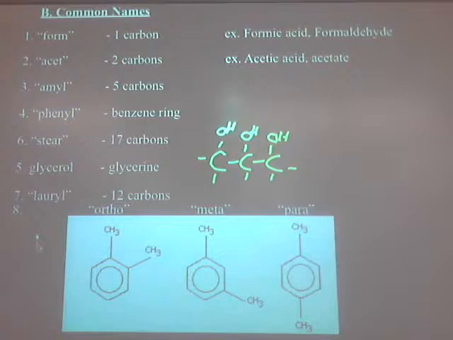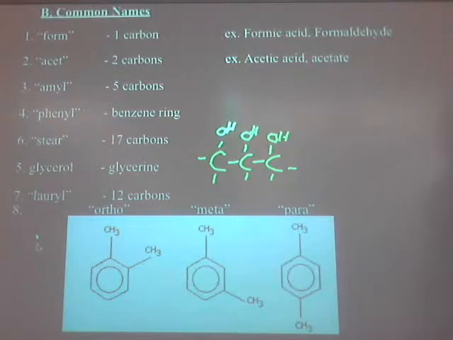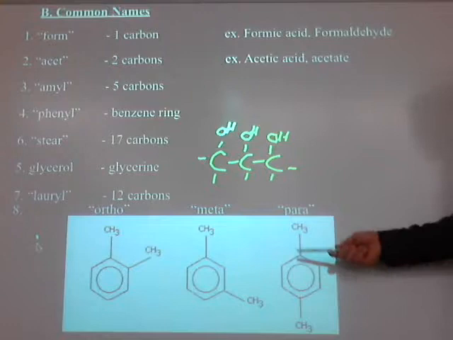All right. Draw your ortho, meta, and para positions. For example, this is ortho-xylene, meta-xylene, and para-xylene. But they don't have to be xylenes. They could be two chlorines: para-dichlorobenzene, meta-dichlorobenzene, or ortho-dichlorobenzene.